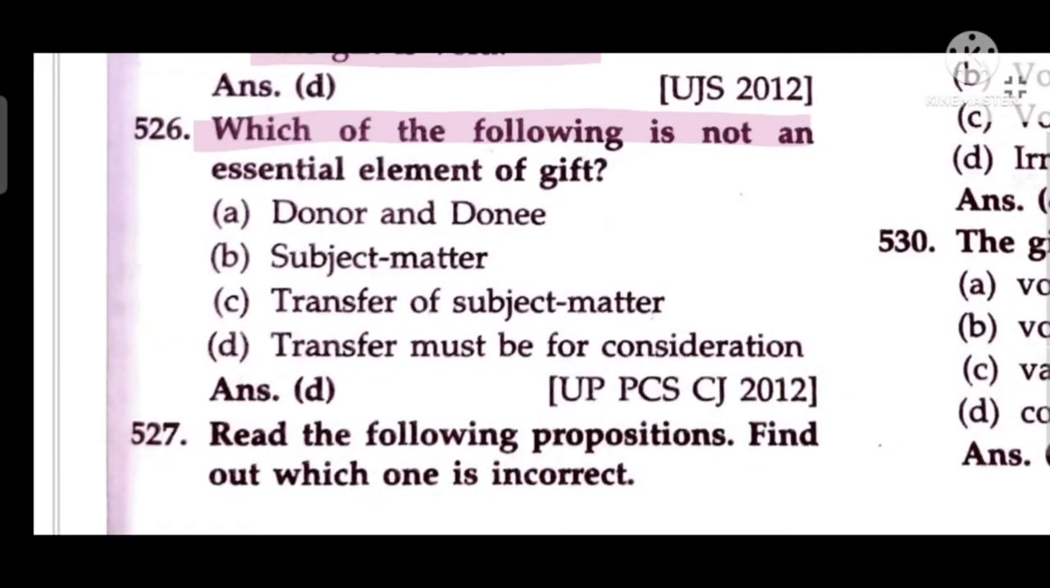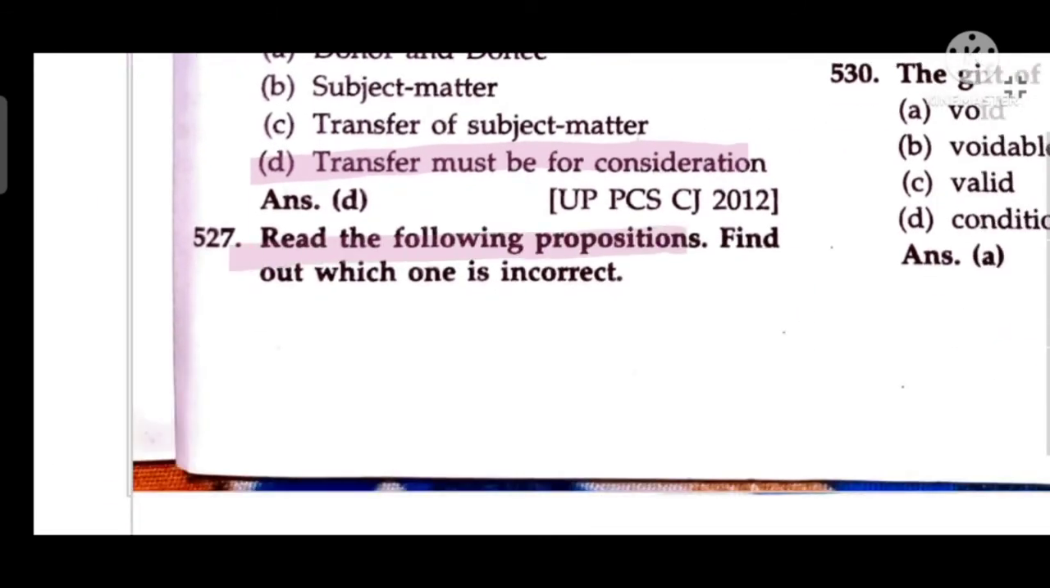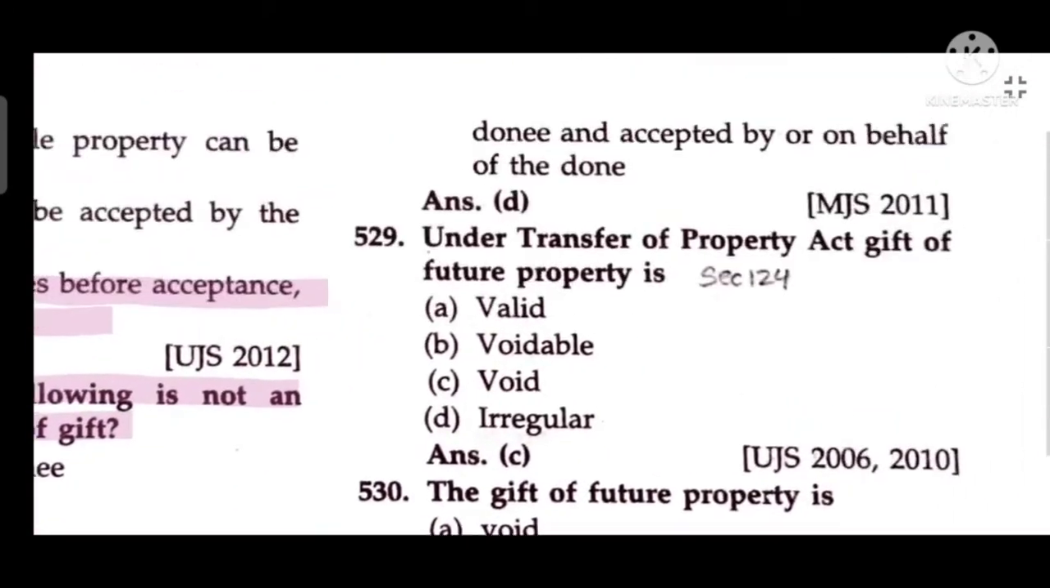Which of the following is not an essential element of gift? The transfer must be for consideration. Read the following propositions. Find out which one of the following is incorrect.